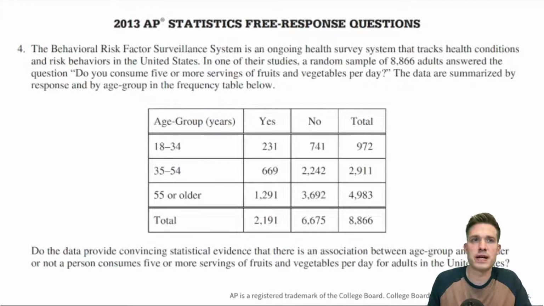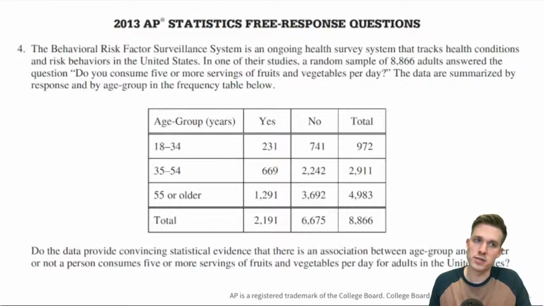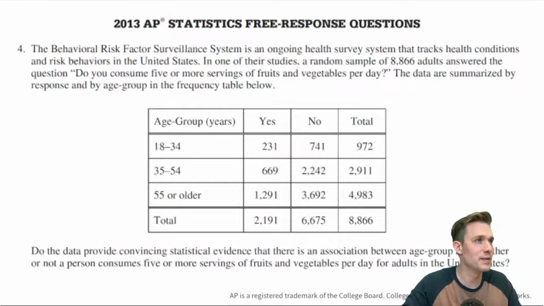In one of their studies, a random sample of 8,866 adults answered the question, do you consume 5 or more servings of fruits and vegetables per day? The data are summarized by the response and by age group in the frequency table below. Do the data provide convincing statistical evidence that there is an association between age group and whether or not a person consumes 5 or more servings of fruits and vegetables per day for adults in the U.S.?